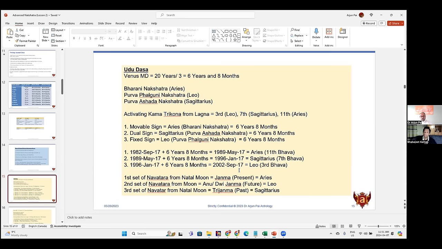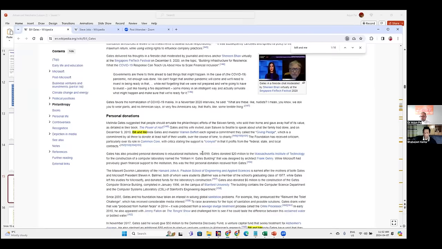Now let me give you a slightly different look at the same chart of Bill Gates. Let us go to the time when he actually hung his boots, which means he retired, or he left Microsoft. Let us see when he retired.